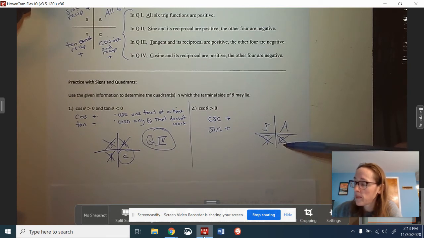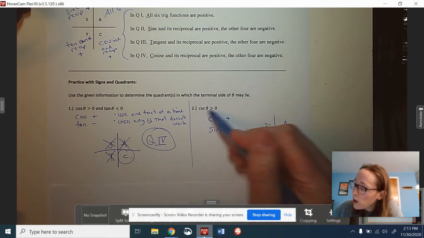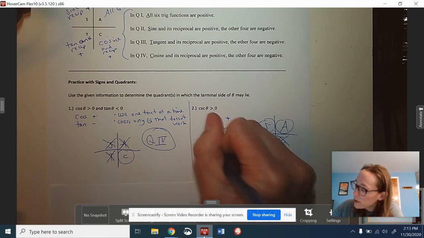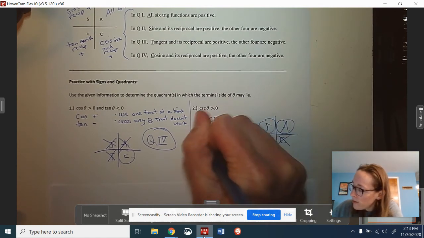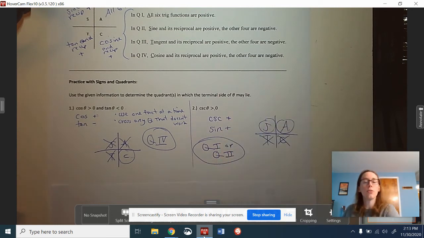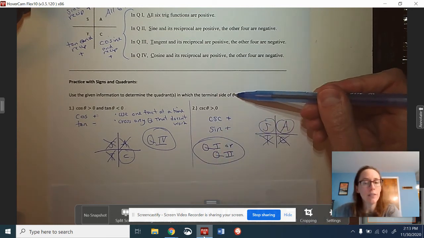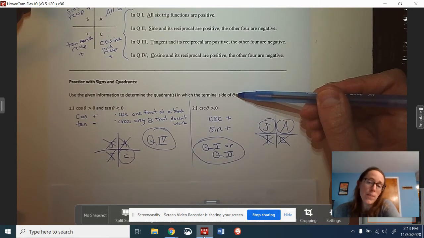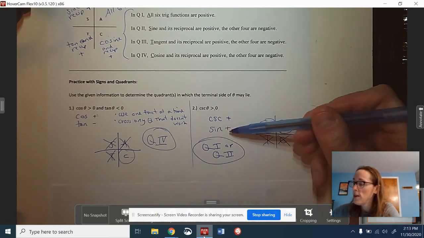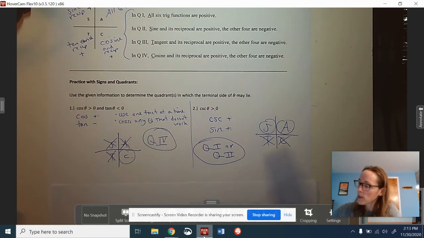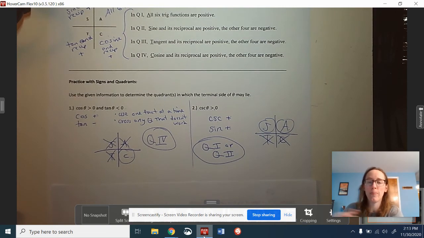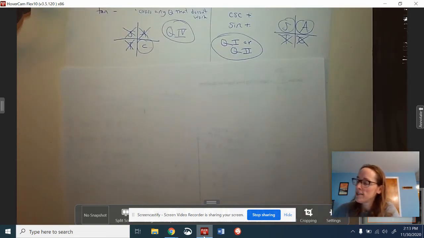Sine would be negative. So what we have with one fact is two possible quadrants. We could be in quadrant 1 or quadrant 2. We don't have enough to narrow it down to one single quadrant, but that's where theta might live. That's where the terminal side of theta might be. It could be in quadrant 1 or quadrant 2 if sine's positive and cosecant's positive. All right? So if you have two facts, you'll get it down to one quadrant. If you only have one fact, you'll have two quadrants possible. Let's go ahead and try these.